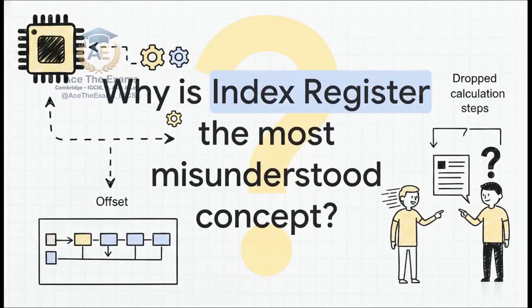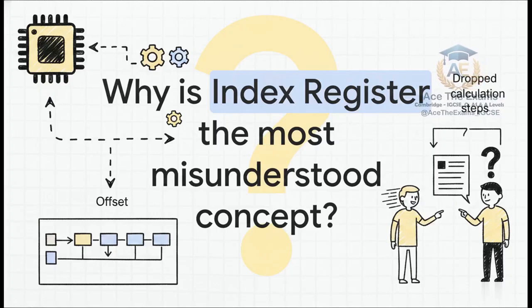So pose this question to yourself for a moment. Why is the index register the absolute graveyard for so many top-tier grades? Examiners consistently report year after year that the index register, or IX, is universally misunderstood by students. But why? Well, it really comes down to the heavy reliance on multi-step calculations and the absolute undeniable necessity of method marks. You see, the index register is used for indexed addressing.